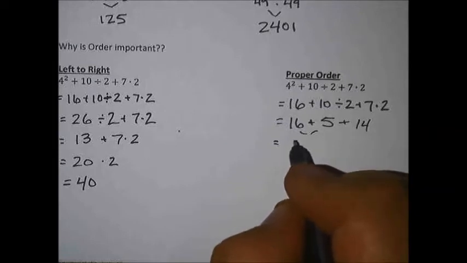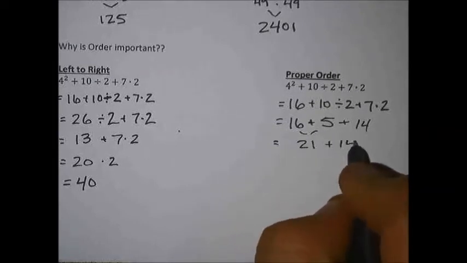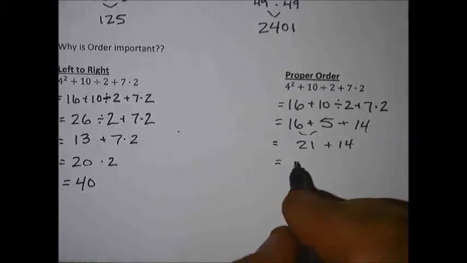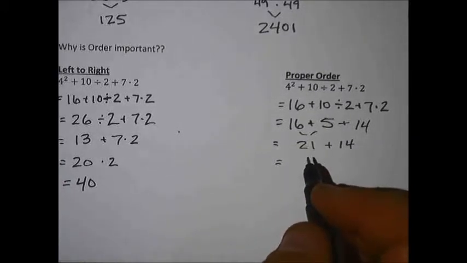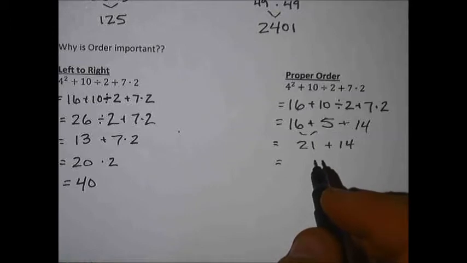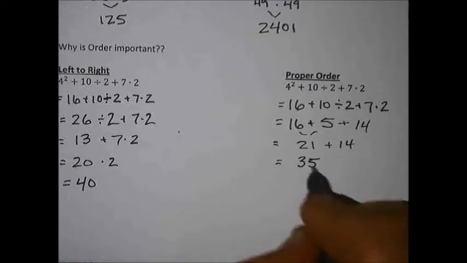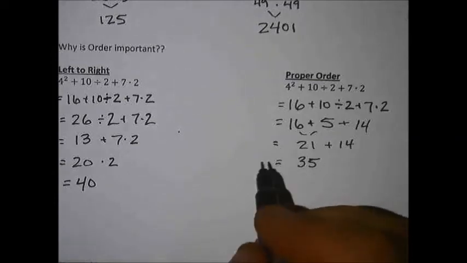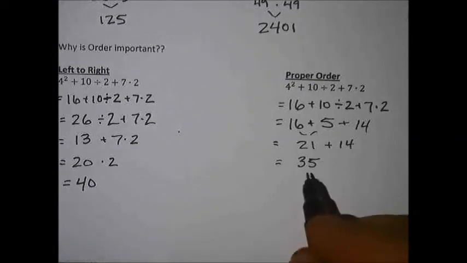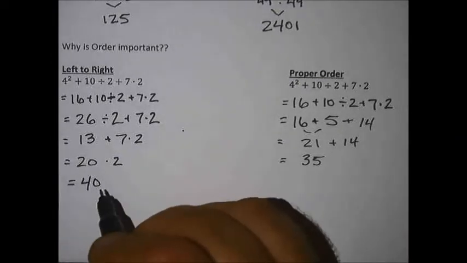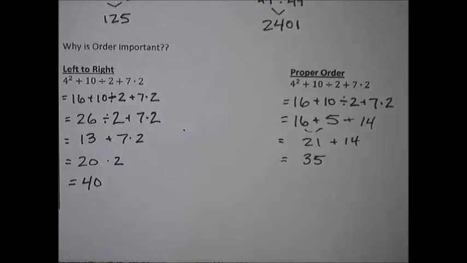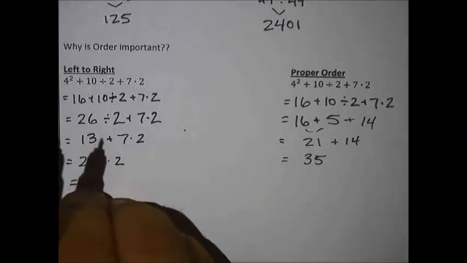Add them together, 16 plus 5 is 21, and I have that 14 hanging around there, and we end with 35. Sorry, I was drawing a blank there. So the right answer is 35, the wrong answer is 40, okay? Doesn't seem like a huge difference, but it really is. All right, let's go ahead and turn the page.